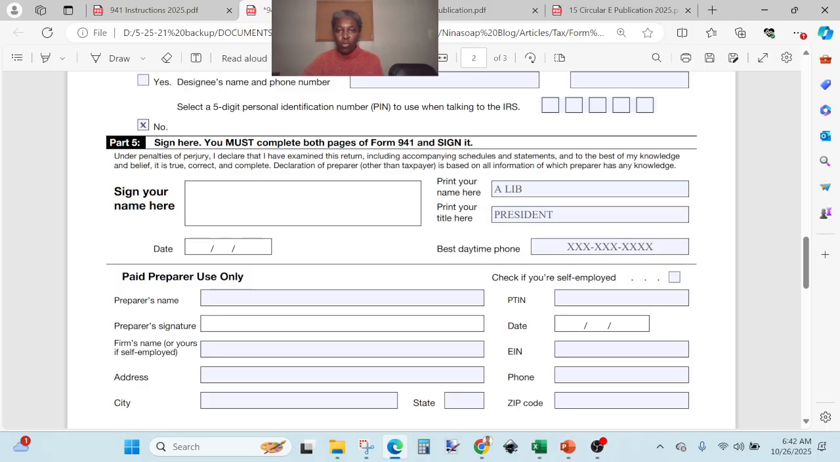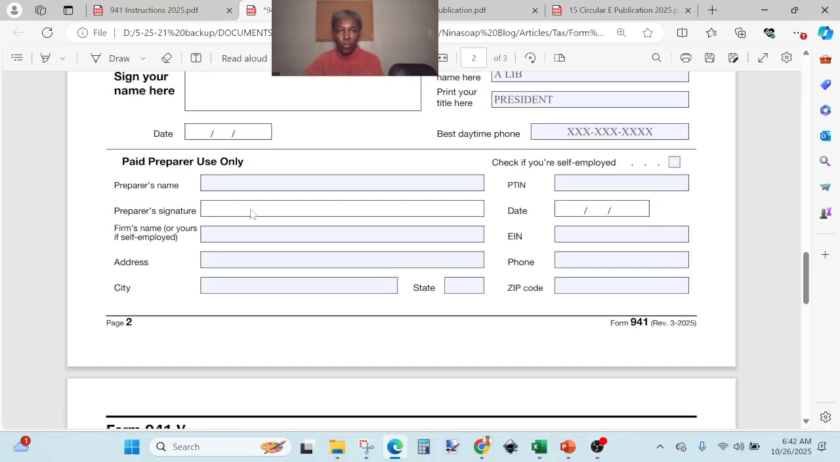As a tax preparer, you will complete the paid preparer use only section with your information, your PTIN, your EIN, phone number, and zip, pretty much your address here. And if you are self-employed, you check that box, otherwise you leave it blank. But if you are filing for your own business, you do not complete this paid preparer use only section. If somebody in your business is filing it for you, you ask one of your staff members to file the form for you. You are not paying them to file the form. Therefore, they should not complete this section either.